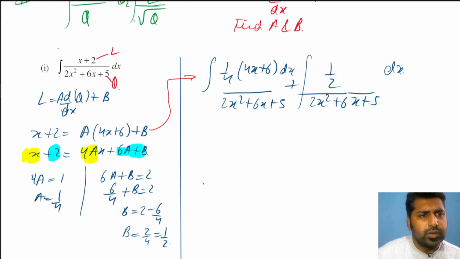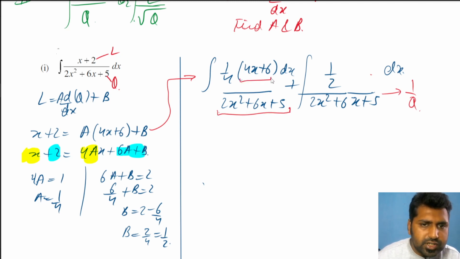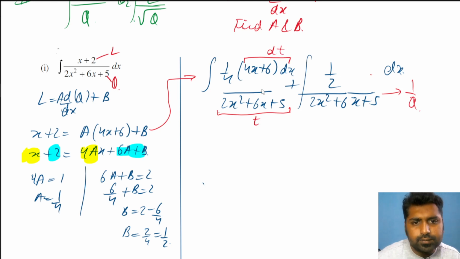Why is that so important? This is nothing but 1 upon quadratic format. You have to identify the formats. This 1 by 2 is a constant, you can take it outside. This is nothing but the format of 1 by quadratic. You know how to solve that? Perfect square. What about this? This is the quadratic part and this is the differentiation of it. If you take this denominator as t, this whole thing becomes dt. Look at that, so this will be very easy to solve.